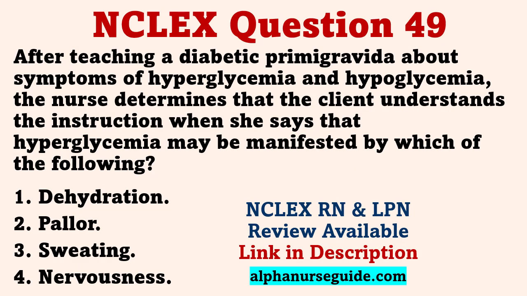After teaching a diabetic primigravida about symptoms of hyperglycemia and hypoglycemia, the nurse determines that the client understands the instruction when she says that hyperglycemia may be manifested by which of the following? 1. Dehydration. 2. Pallor. 3. Sweating. 4. Nervousness.